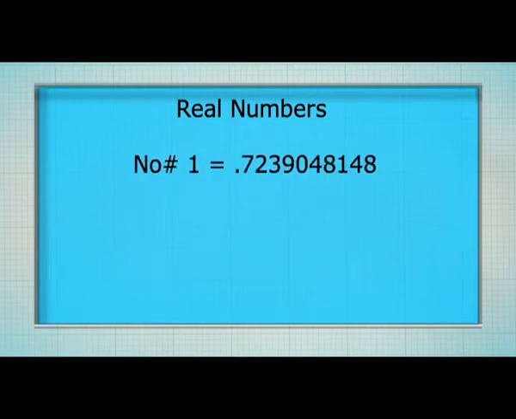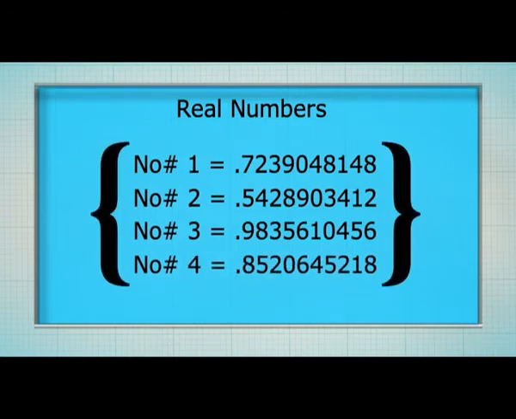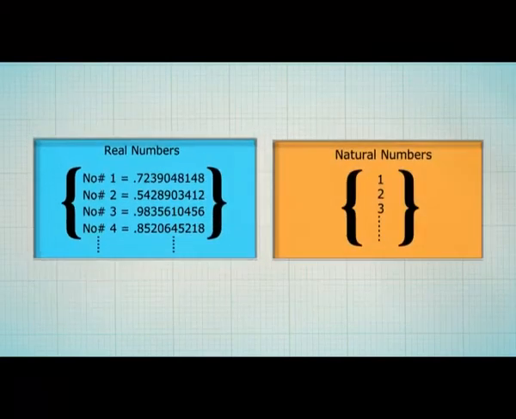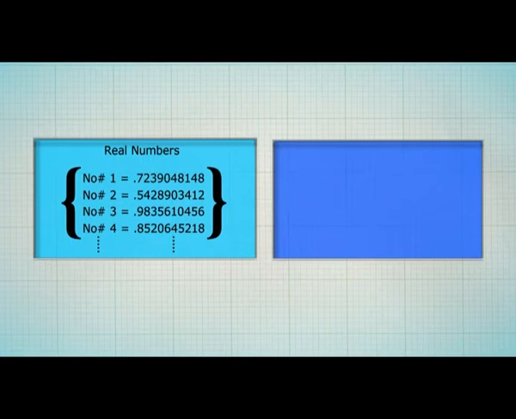So let's try and list out all the real numbers. Don't worry, we don't need to write out all the infinite. Let's just write out any 4. Now if we say this is number 1, 0.723904848. And like this, we imagine every real number. To show that I cannot create a one-to-one correspondence with natural numbers, I will create a number that is not in our list. How will I do that?